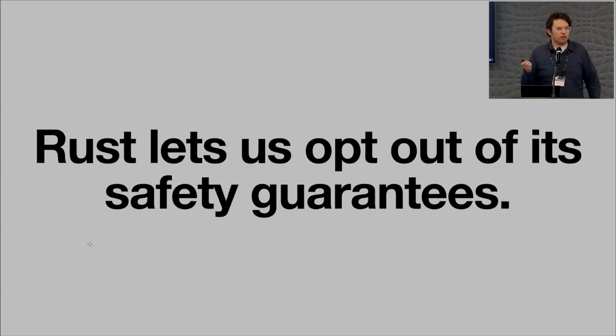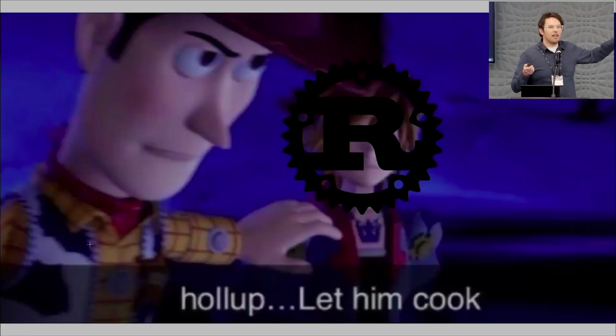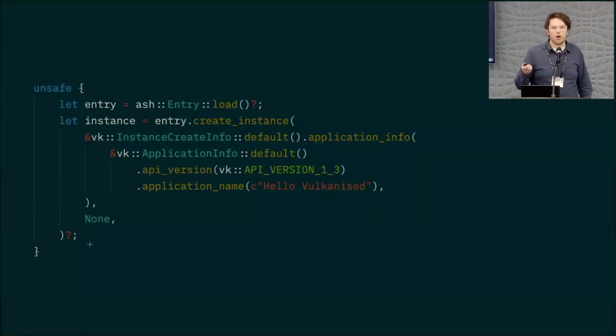Because the thing is, while memory safety is very useful for most of the code that we write, Rust does let us opt out of its safety guarantees. There's a thing called unsafe Rust. And it's kind of a bit like going, hey, Rust, let me cook. We're going to do some pointer arithmetic. We're going to do some wild stuff. Close your eyes.